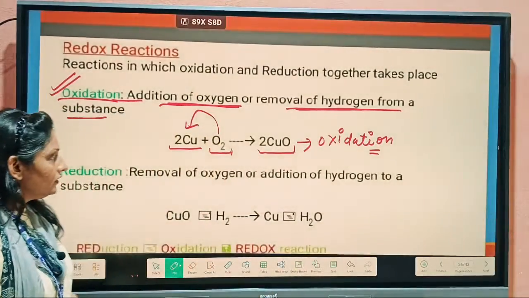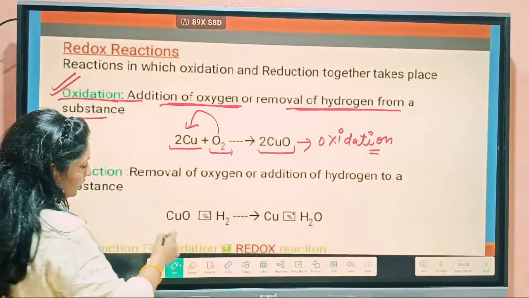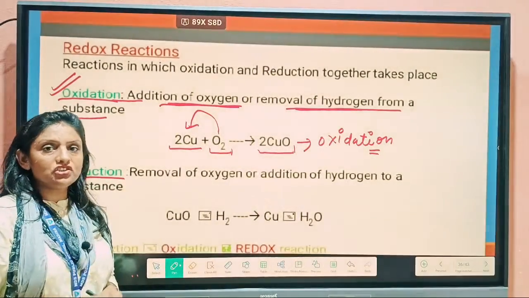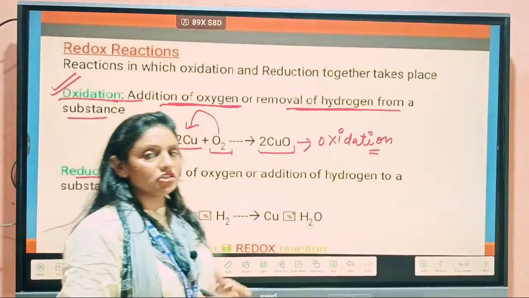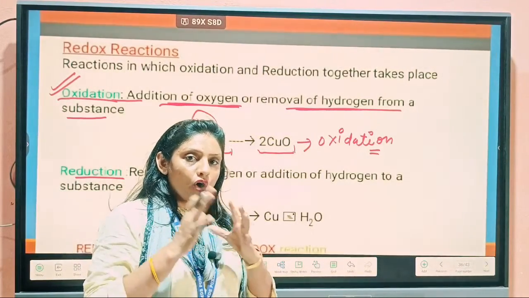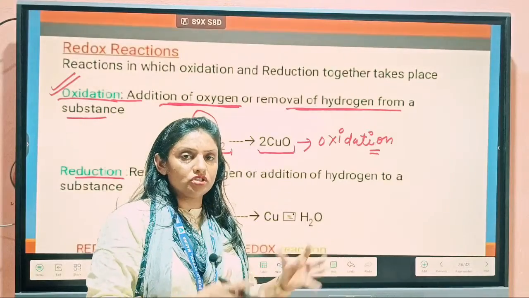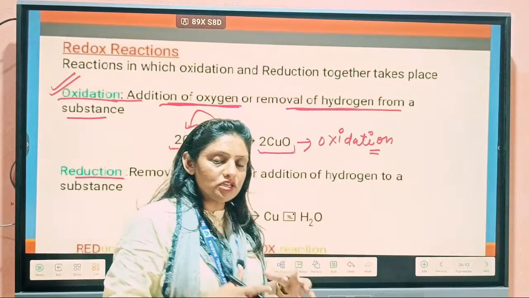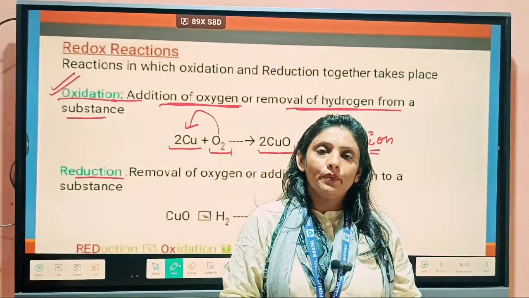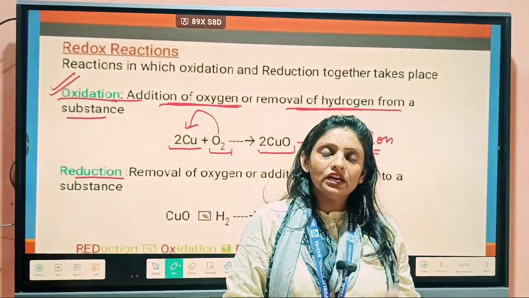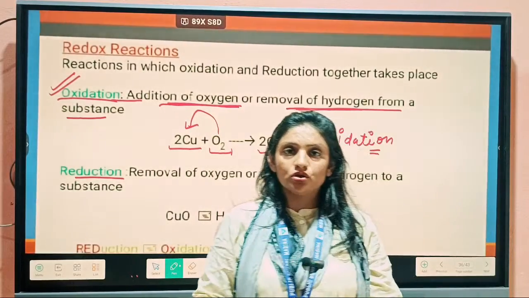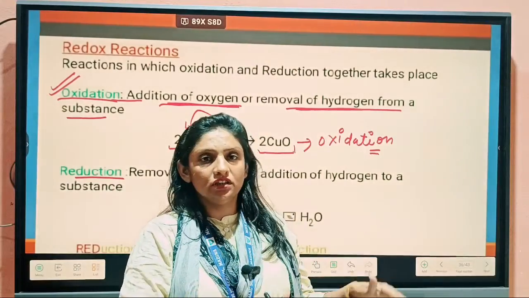Okay. Then students, here reduction is just opposite to the oxidation. In oxidation, oxygen is adding. ऑक्सीडेशन में हम ऑक्सीजन को ऐड करते हैं और हाइड्रोजन को रिमूव करते हैं. बट इन केस ऑफ रिडक्शन देयर विल बी रिवर्स. ओके, here addition of hydrogen and removal of oxygen take place.